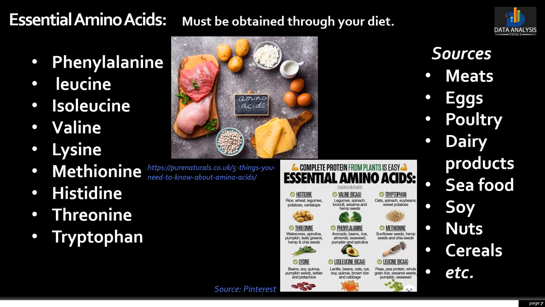But what about those of us who don't want to eat meat? What could be our options for this? Well, soy, quinoa, and buckwheat are plant-based foods that contain all 9 essential amino acids, making them a complete protein source as well. Other foods are characterized by a greater or lesser deficiency of some of these amino acids, such as foods from plant sources.